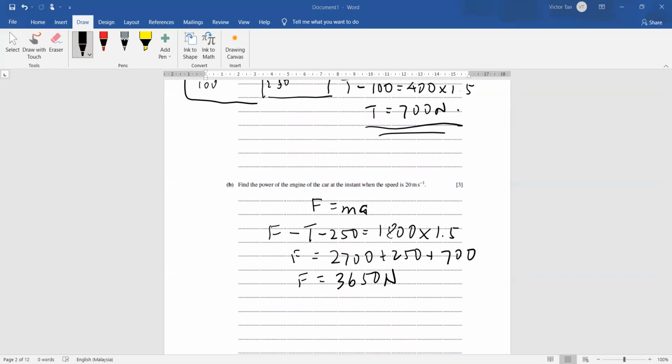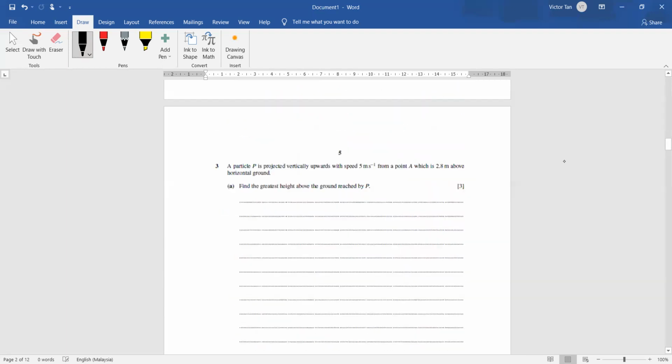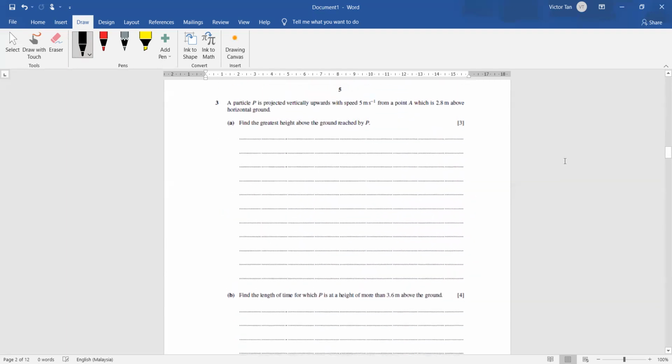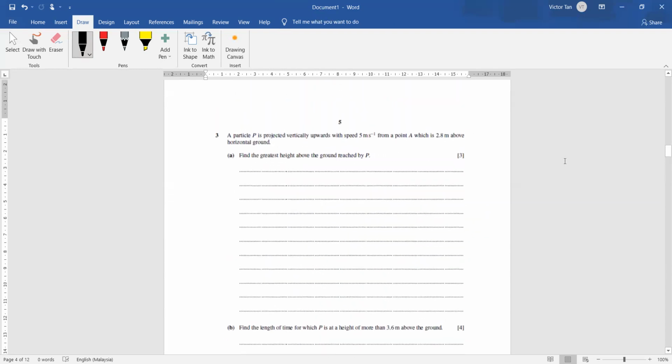Okay, the question is on power. So P equals FV. So the power is 3650 times 20, which is 73,000 Watts. Okay, got it.